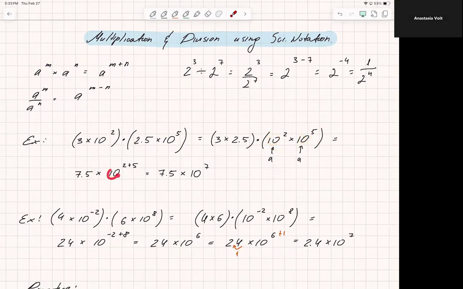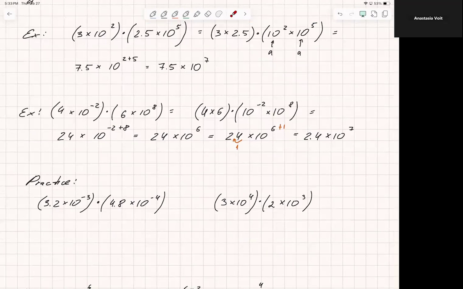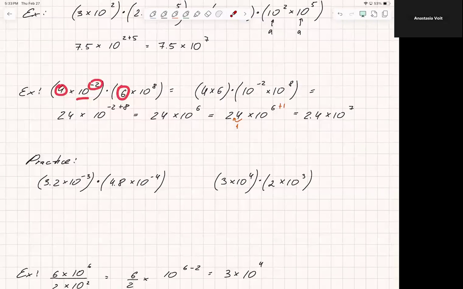So we can just write them as 10 to the power of 2 plus 5, right? Which gives us 7. So this is going to be the final answer for this multiplication. Now, another example would be 4 times 10 to the -2 times 6 times 10 to the 8th power.